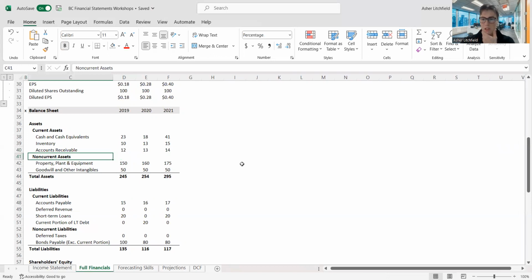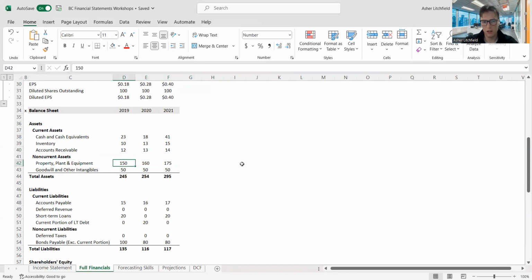Non-current assets, remember, these are more permanent assets. Property, plant, and equipment, I think, is pretty self-explanatory. This is real estate, factories, machines in your factory, things like that. Generally speaking, you want to see this. The company will increase this in expectation of future revenue. So you can see that the company is increasing their property, plant, and equipment in order to support future production in these years.